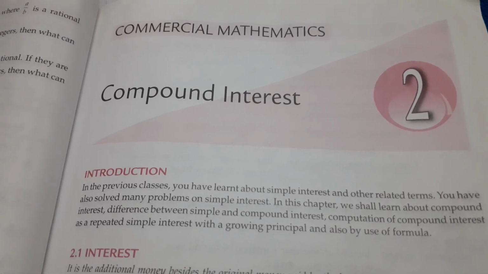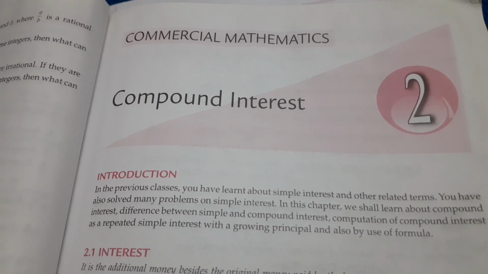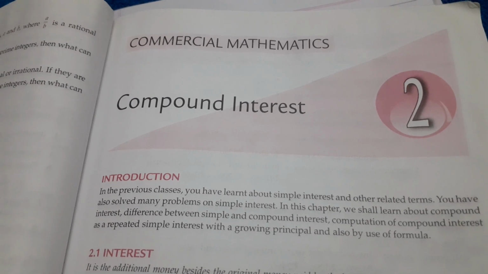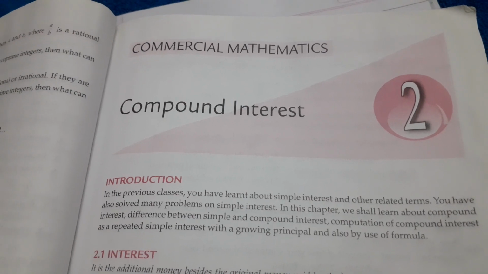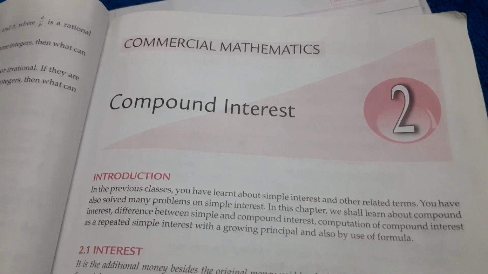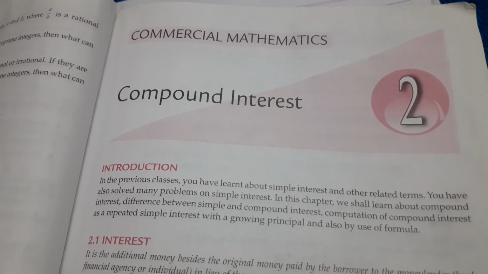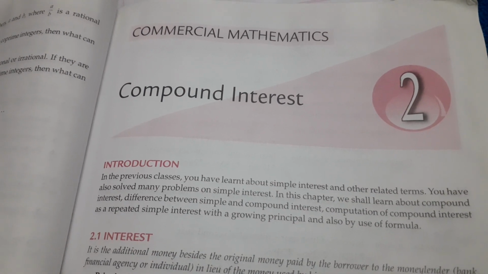If the question asks you to find the compound interest, we will always use the formula. If the question asks you to find it yearly or to find the simple interest, only then will you solve with the previous methods. If the question asks you to find the compound interest, there is no need to solve yearly. We will directly use the formula, put in the values, and directly get the answer. Now let's see what the formula is.